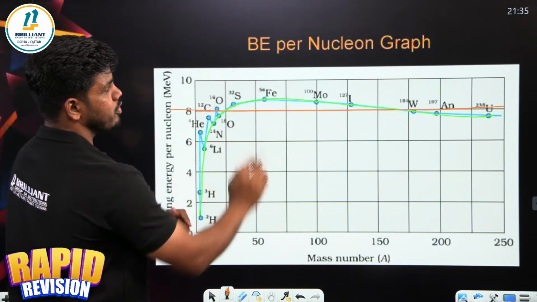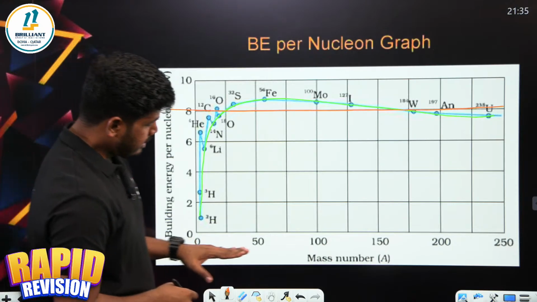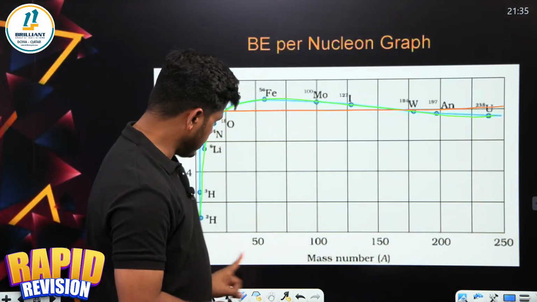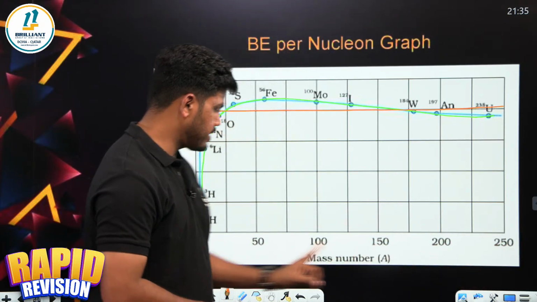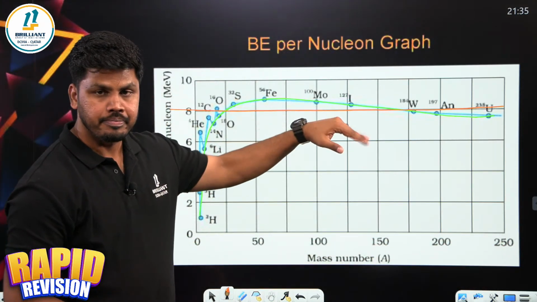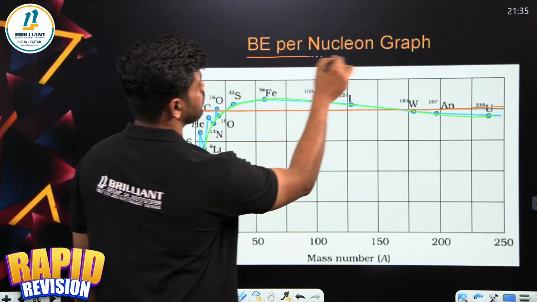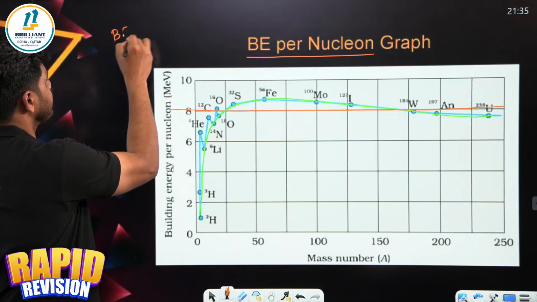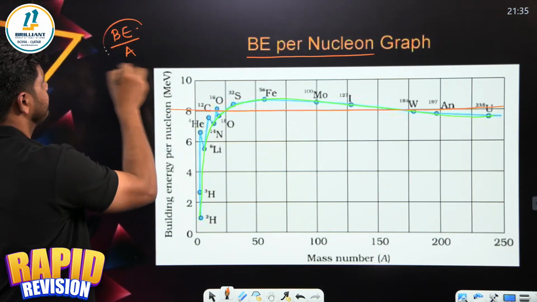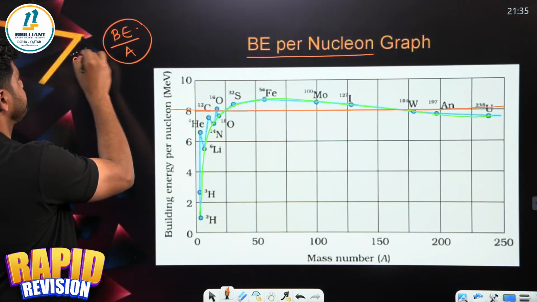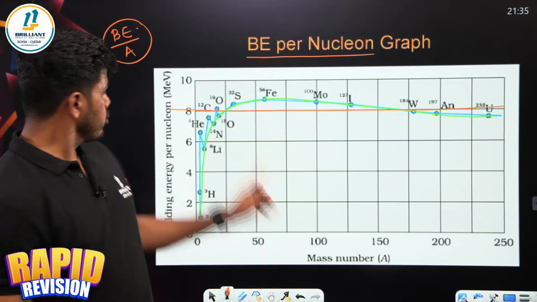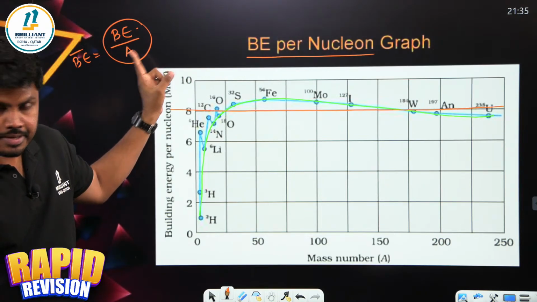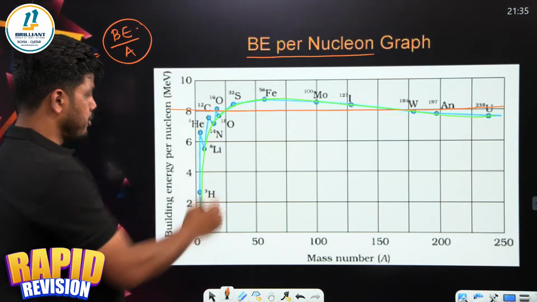Actually, the binding energy per nucleon graph represents how the binding energy per nucleon changes with mass number. When mass number increases, what about the binding energy per nucleon? What do you mean by binding energy per nucleon? We know binding energy of one nucleus divided by mass number is called binding energy per nucleon. We are not going to take binding energy along the y-axis. It is binding energy per nucleon along the y-axis. I hope you remember that.